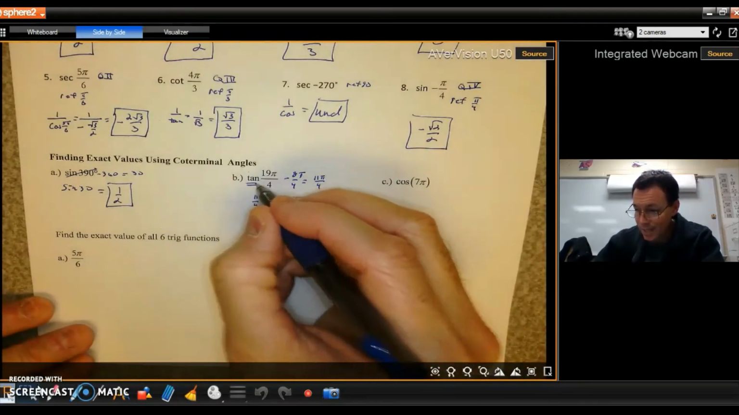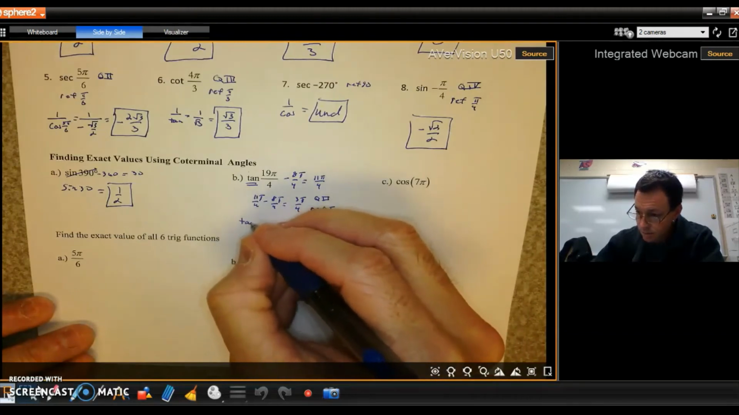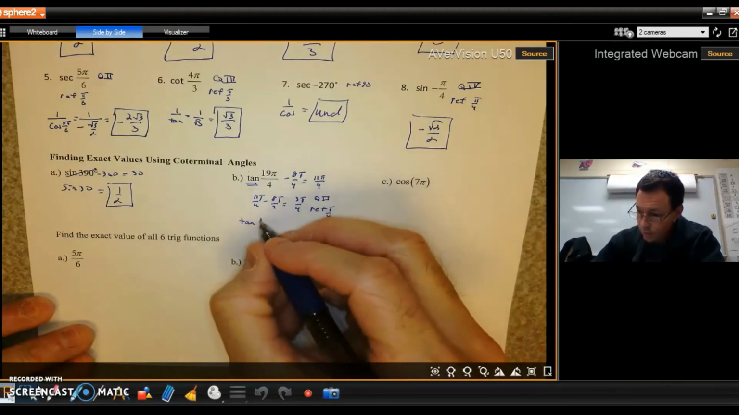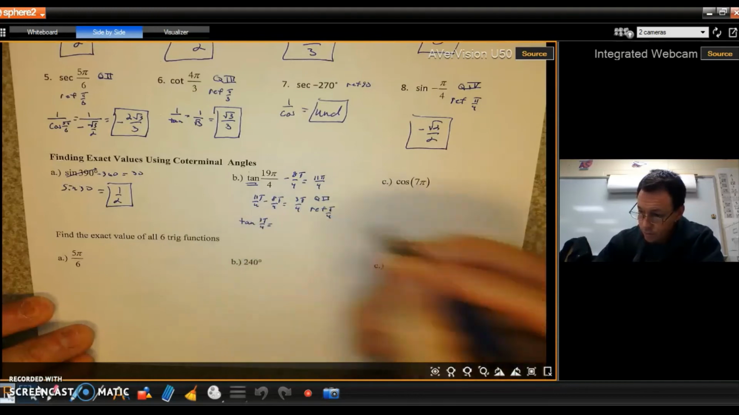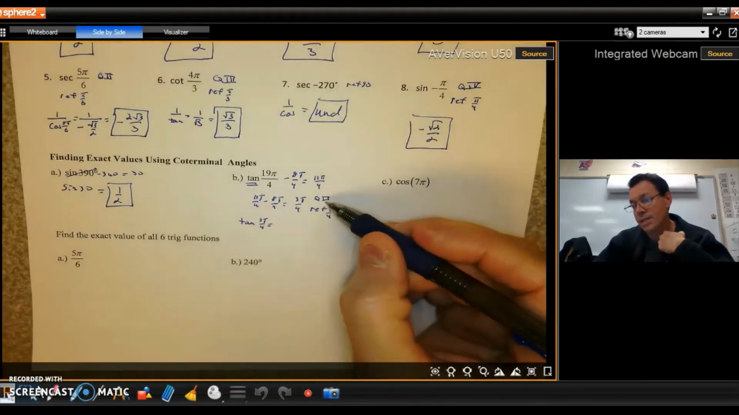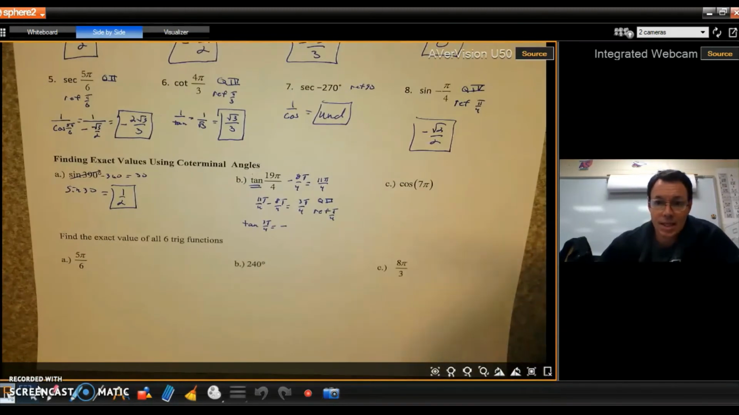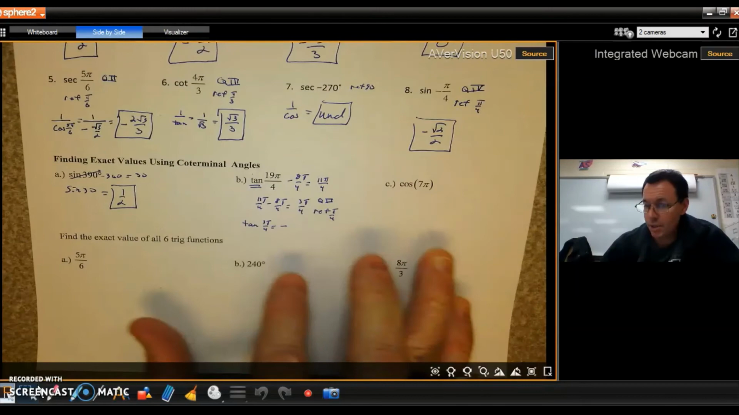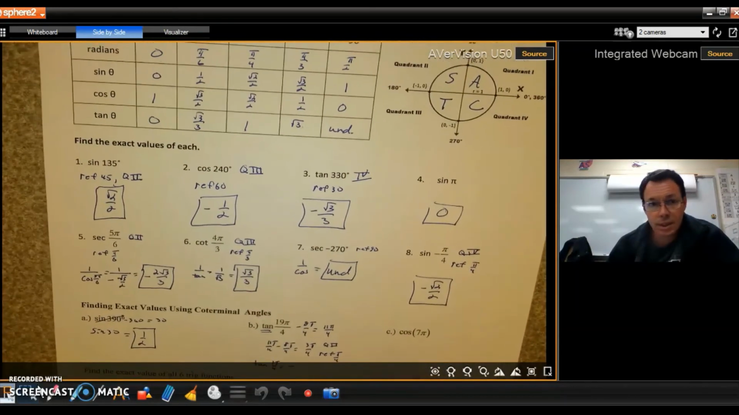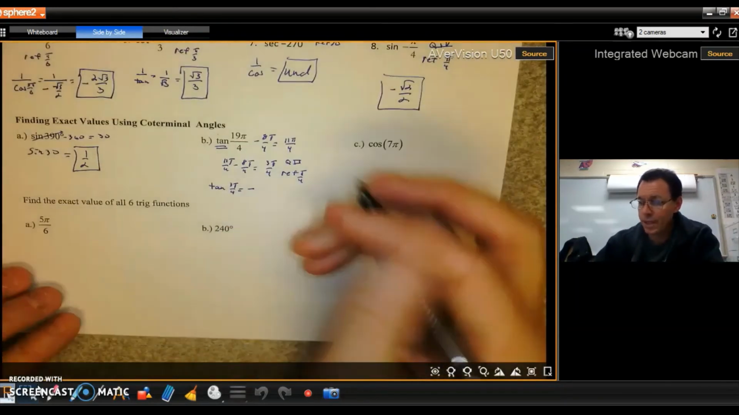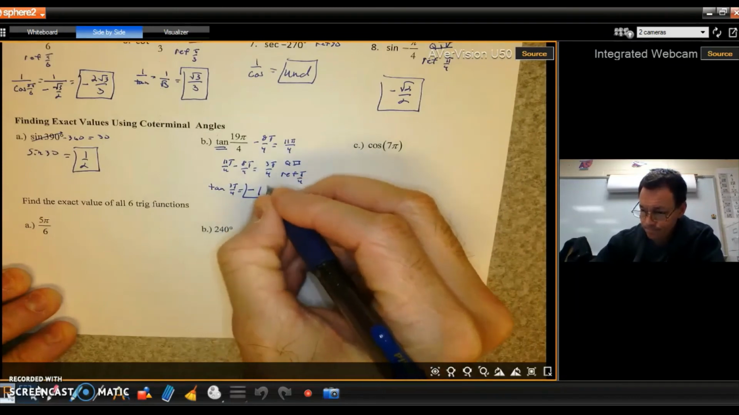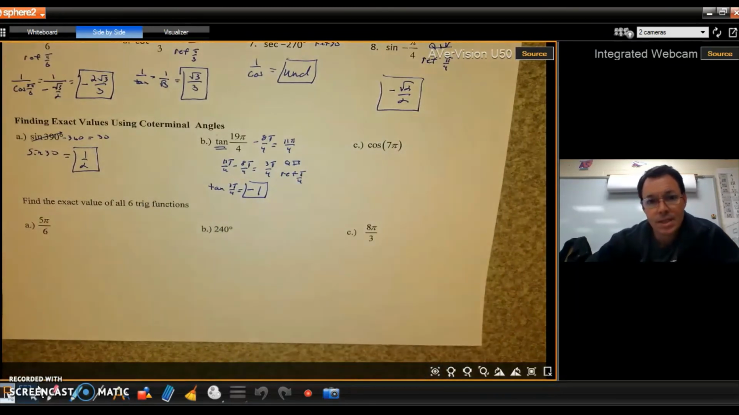I'm going to find the tangent of 3 pi over 4, which is, well, if it's in quadrant 2, it's going to be negative, because tangent is negative. Sine's the positive one, so tangent's negative. And then I'm just going to go to my chart. Pi over 4 looks like it's 1. That's it. Negative 1. Okay? See if you can do C on your own.